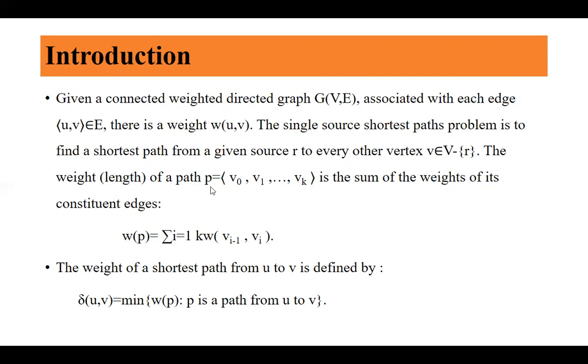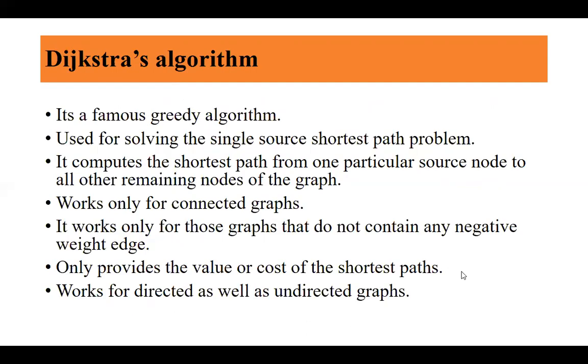This definition will be more clear once we look at the example, the way it is working. Now here are some points you should remember about Dijkstra's algorithm. It's a very famous greedy algorithm. Why is it a greedy algorithm? Because it's an optimization algorithm, a minimization algorithm, because we are finding the shortest path. It is used for solving the single source shortest path problem. It computes the shortest path from one particular source node to all the other remaining nodes of a graph. So you have a single source, and from that single source you try to find the shortest path to all the other vertices or nodes in the graph.